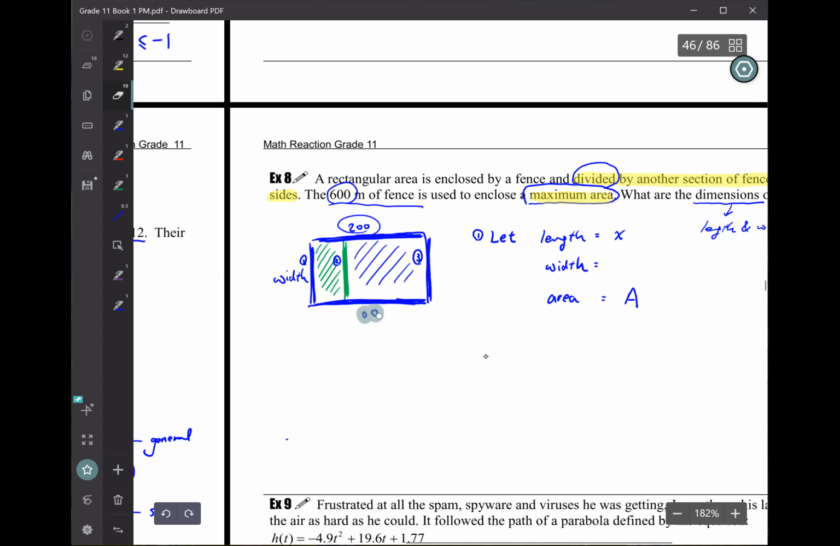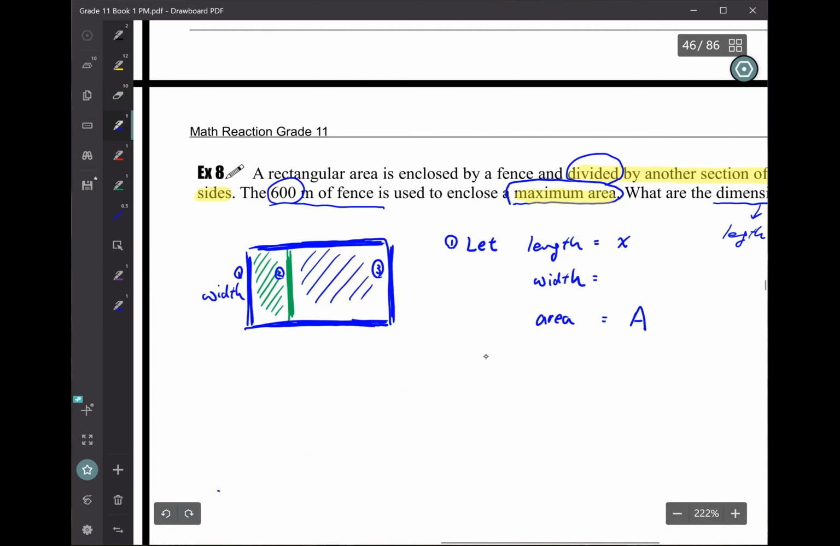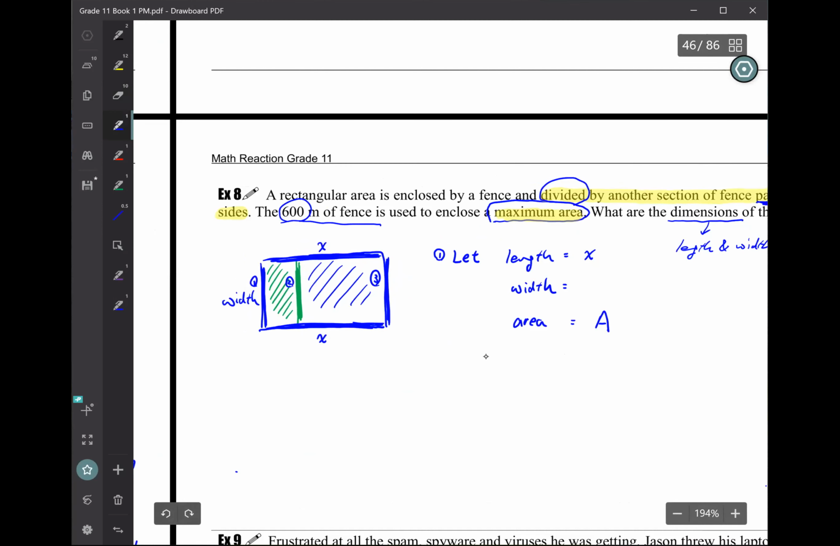Okay, and then instead of 200, because the question doesn't have 200, right? 200 is just to help you understand. So instead of 200, we have x, and x, right? So to get the width, we need to take 600 minus the 2 lengths that you used, right? And then the leftover, you need to divide by 3 because you need 3 widths to split the area. All right, I hope this makes sense for everyone.